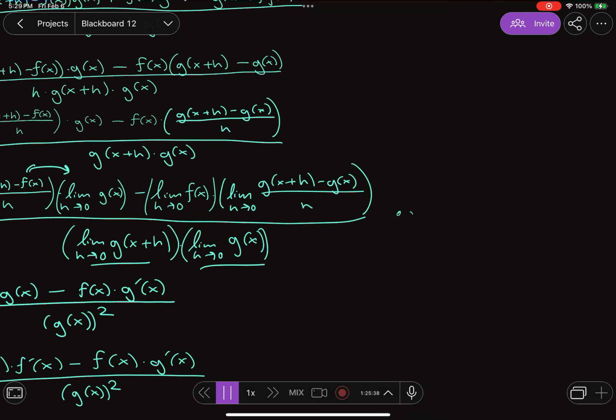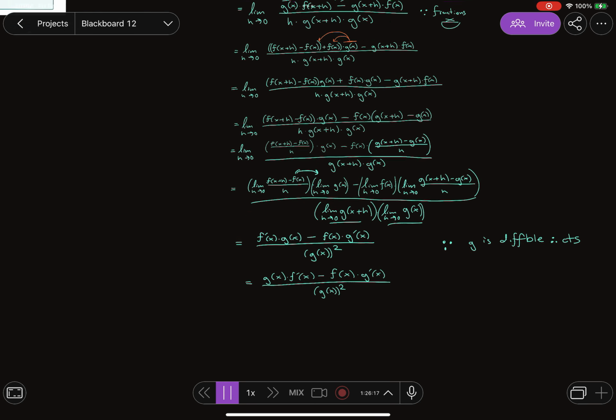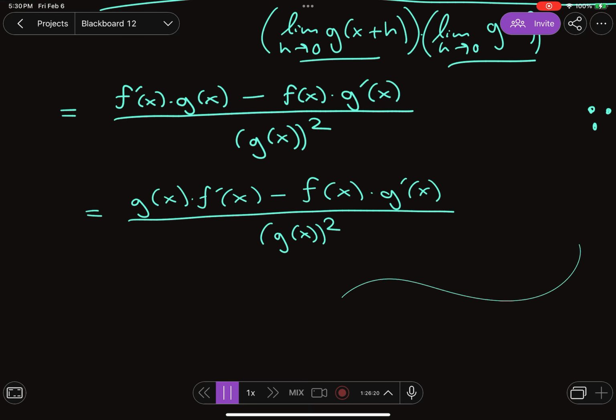So the big justification I'll mention right here is that g is differentiable, and therefore continuous. Alright, so this is absolutely huge. We now have a quotient rule. We just proved the quotient rule, super powerful.